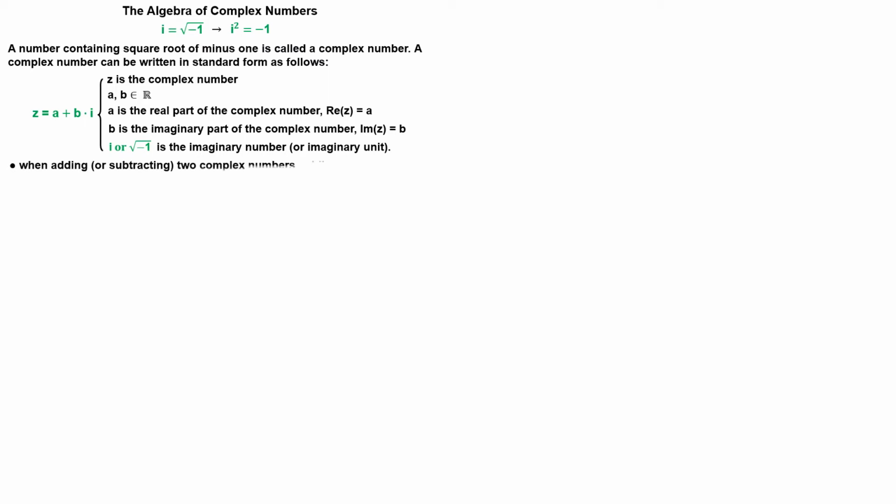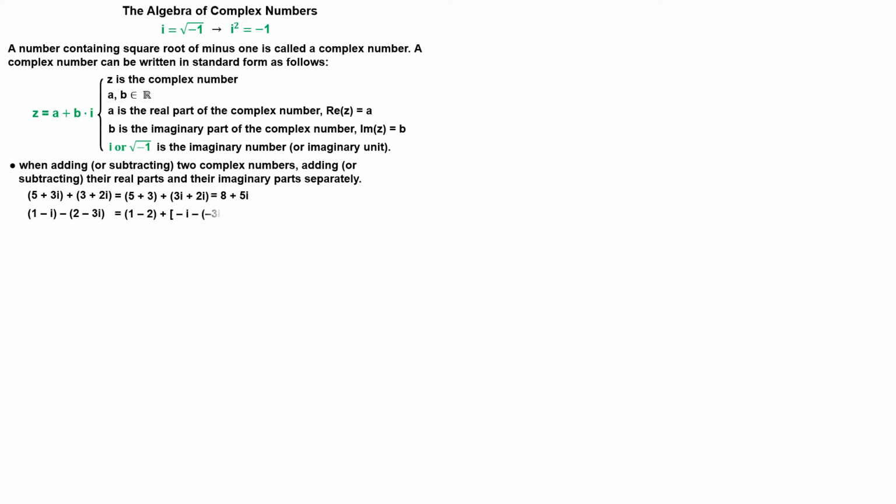When adding or subtracting two complex numbers, we add or subtract their real parts and their imaginary parts separately. Let's see how it works. The sum of two complex numbers is made up of the sum of their real parts plus the sum of their imaginary parts multiplied by the letter i. The difference of two complex numbers is made up of the difference of their real parts plus the difference of their imaginary parts multiplied by the letter i.